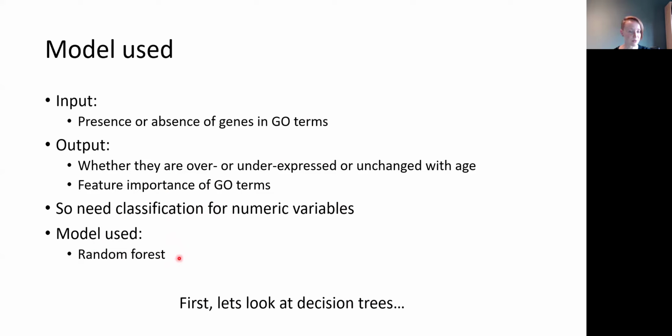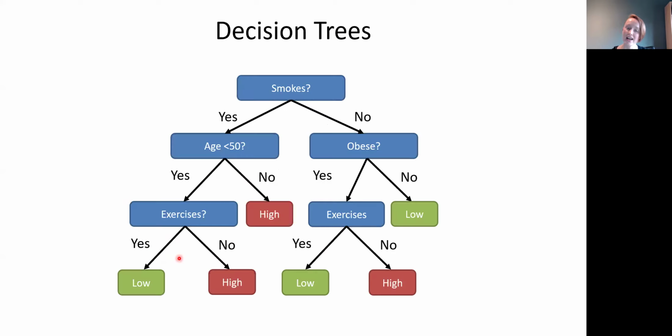So in order to explain random forests, we're first going to have a look at decision trees. Decision trees look something like this. You have some kind of hierarchical system of questions that you answer in turn to decide whether, in this case, your sample is high or low.